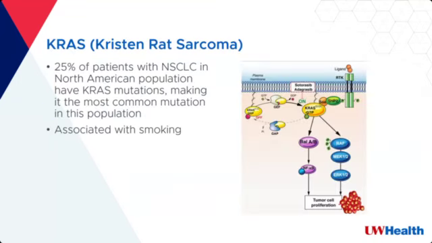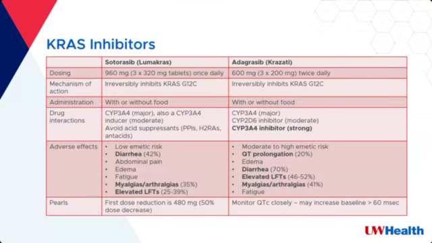Next, we have KRAS or Kirsten rat sarcoma mutations. This is the most common mutation seen in about 25% of patients with non-small cell lung cancer in the North American population. And this is generally associated with smokers. We do have 2 KRAS inhibitors approved in non-small cell lung cancer. The first is sotorasib or Lumakras, dosed at 960 milligrams once a day. It does specifically target that KRAS G12C mutation. Can be taken with or without food.